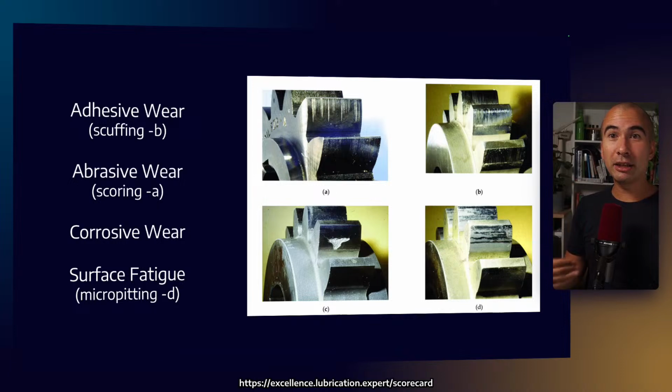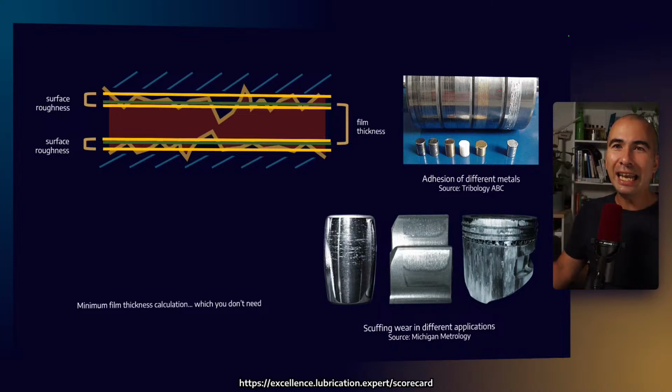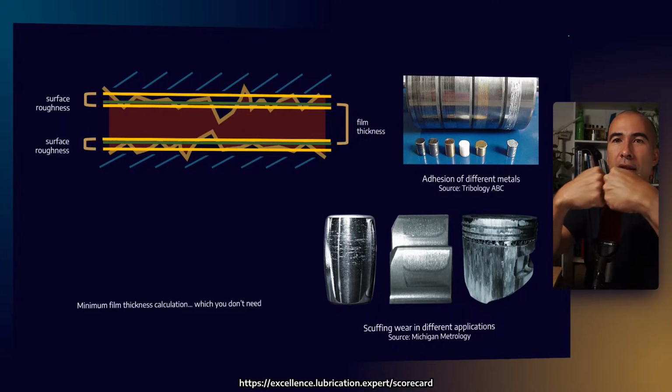Okay, now let's talk about the different kinds of wear, because we talked about where materials get generated, how do they get generated? Well, we've got adhesive wear, which is scuffing. There's abrasive wear, which is scoring. You've got corrosive wear and surface fatigue. So what are these? Adhesive wear is literally where we get rubbing action.